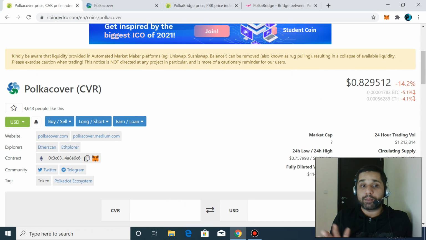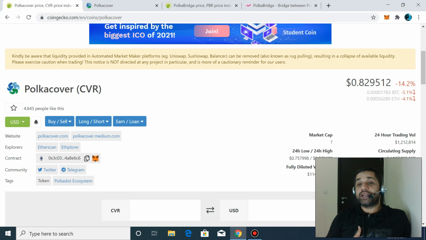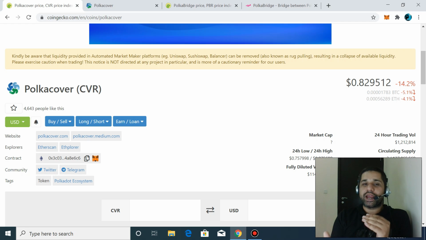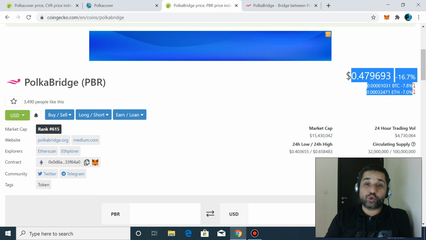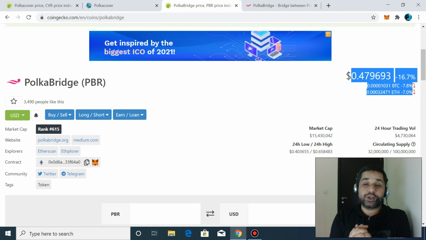So what do you think about the price prediction of both tokens, PBR and CVR? As per my own idea, if we compare CFI and CVR, they are entirely the same. And if we compare POLS and Polka Bridge, they are also the same. So it means that very soon, after about 1 month, you are going to see the price of one PBR at about $3 or $4.